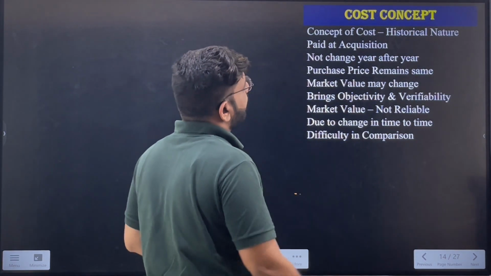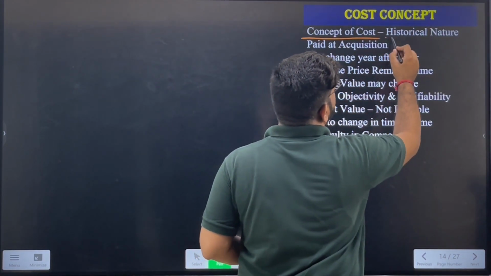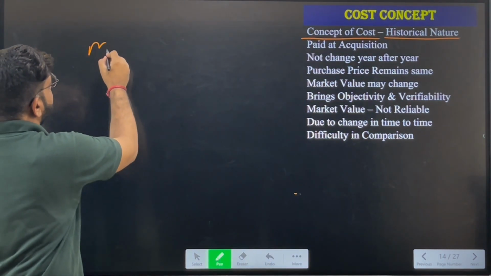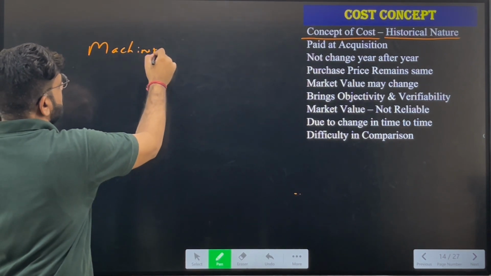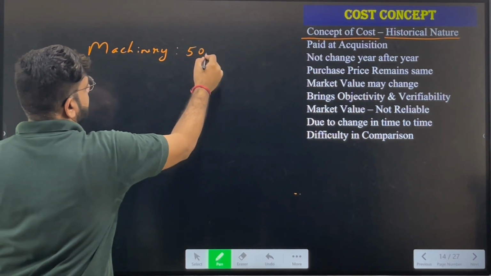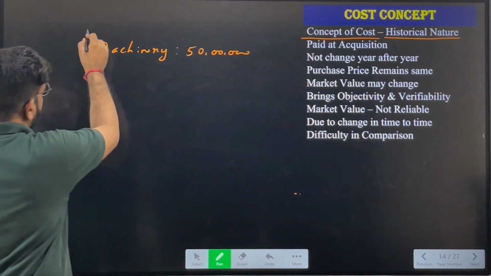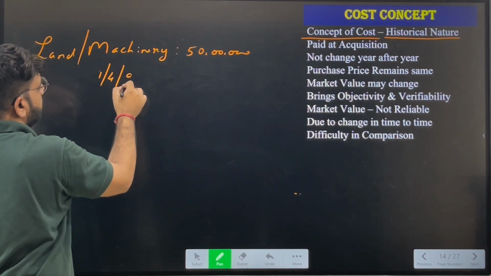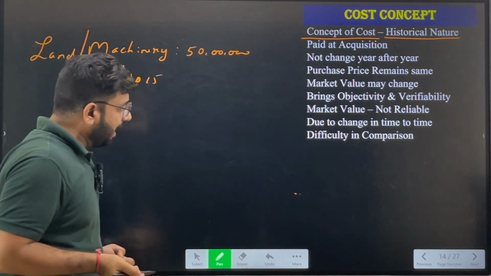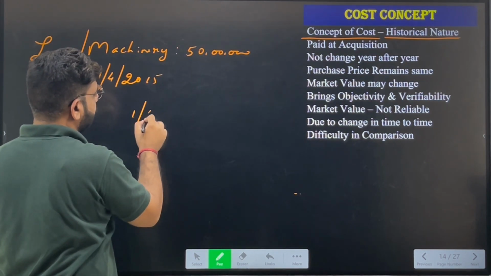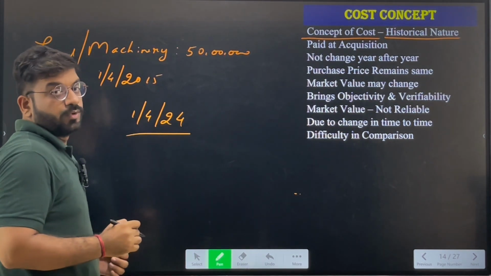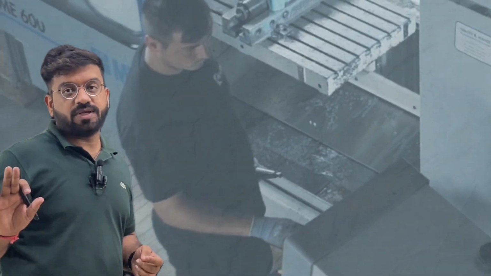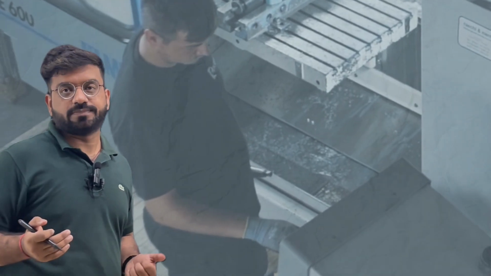In the cost concept, the concept of cost is basically of a historical nature. Why historical? Because suppose I have purchased a machinery or a land for say rupees 50 lakhs. This I have purchased on 1st April 2015. And today is, suppose, 1st April 2024. It's been 9 to 10 years that my machinery or the land has been with me and it's working. Is that clear?